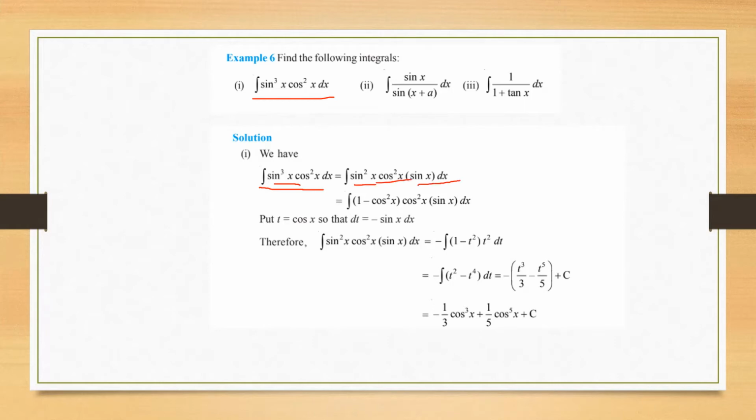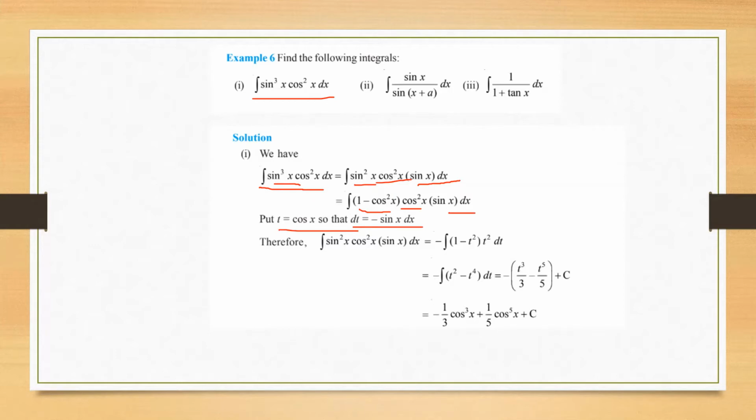Now what can I do? I can open sine square and cos square, but I cannot open sin x, because then a root term will be developed. So sin x is the derivative of cos x. So I will change my complete question to cos. This cos square stays cos square, and I will change sin square to 1 minus cos square. This is cos square and this is sin x dx. And then put cos x equal to t. See what happens. Your dt is equal to minus sin x dx.